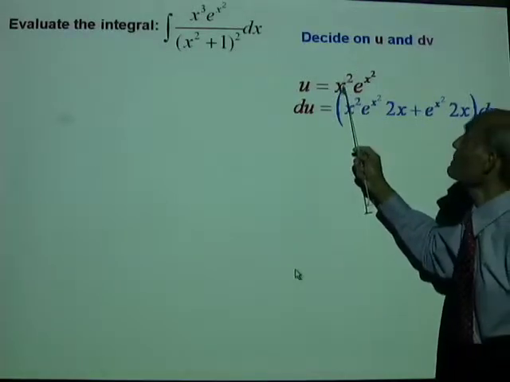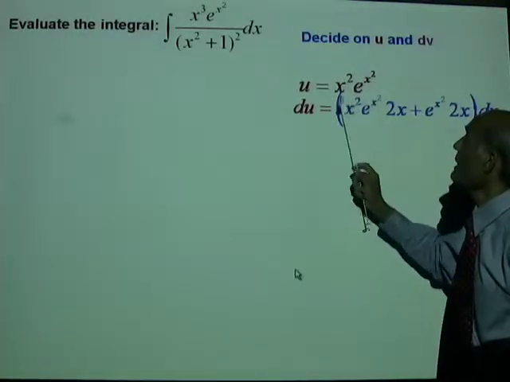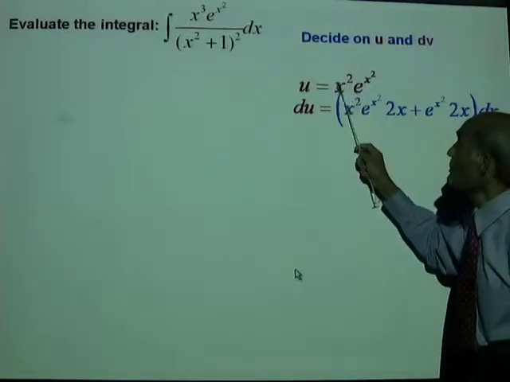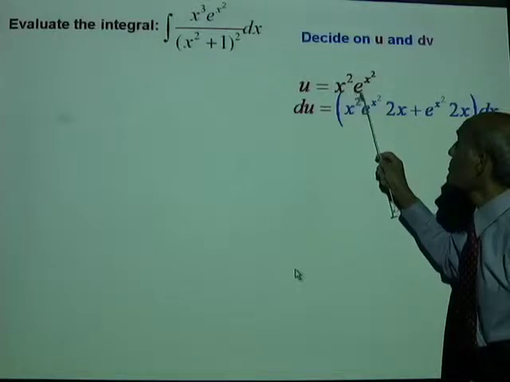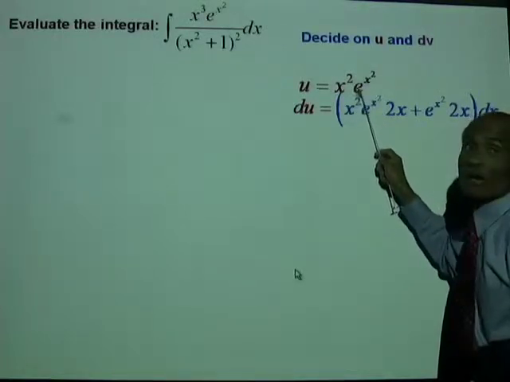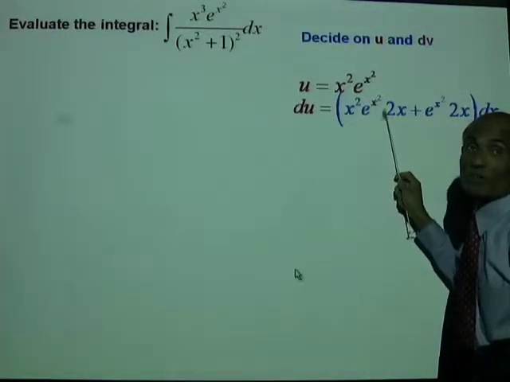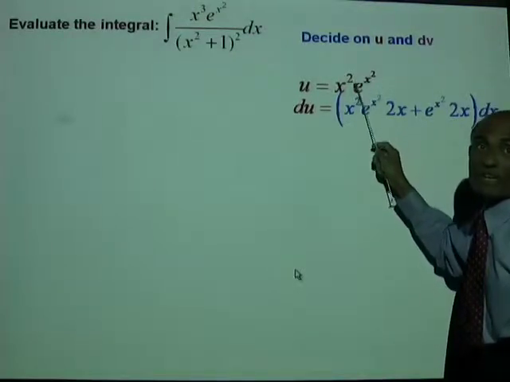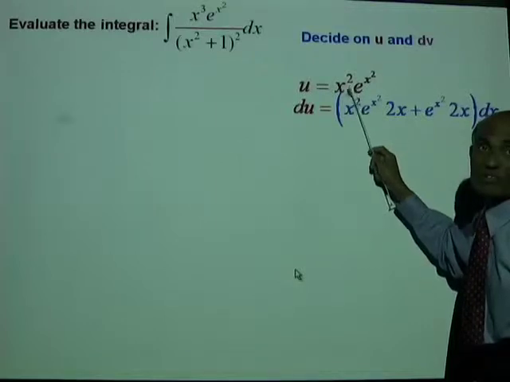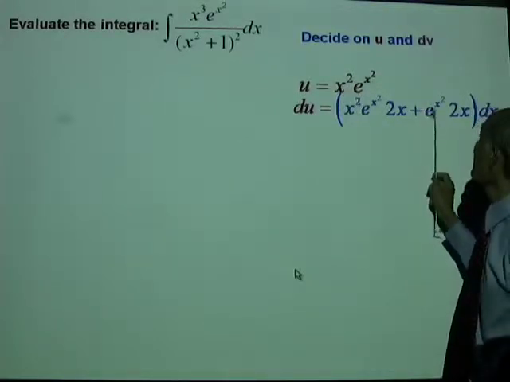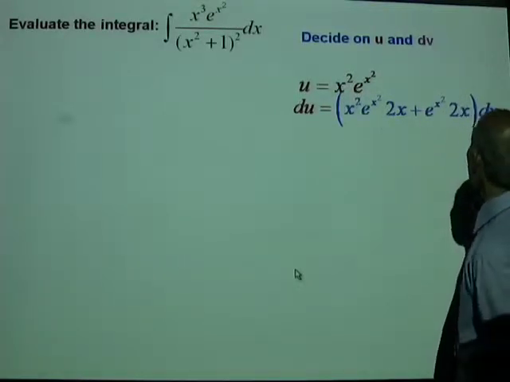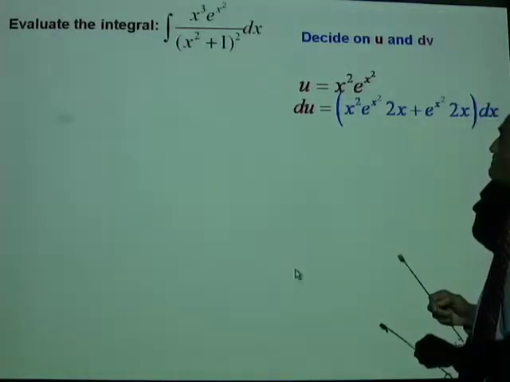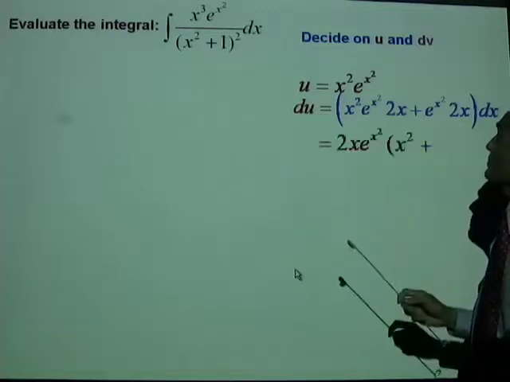If u equals x squared e to the power of x squared, then du is, find the derivative of this. x squared times the derivative of e to the power of x squared, which is e to the power of x squared times the derivative of x squared, plus e to the power of x squared times the derivative of x squared, which is 2x. The whole thing is multiplied by dx, because we find the differential. So we have our du.